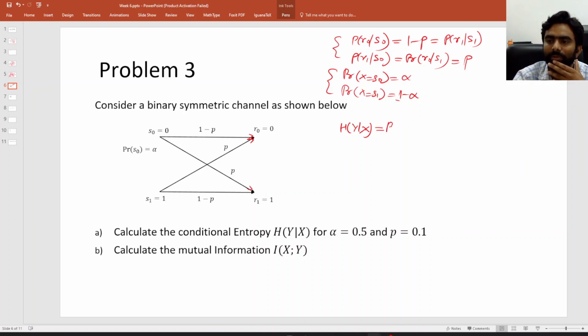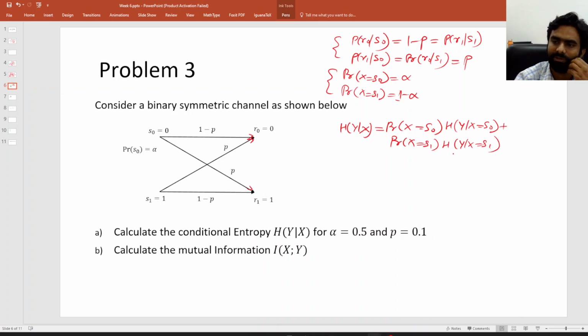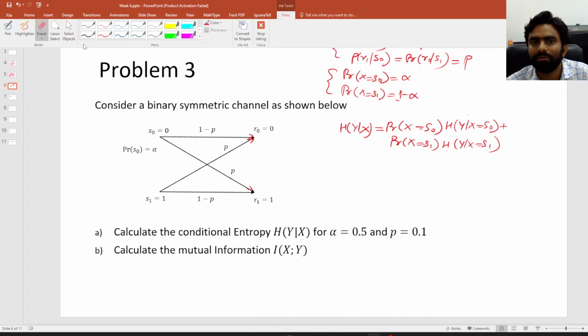That is nothing but probability of X equal to s naught times H of Y given X equal to s naught, plus probability that X equal to s1 times entropy of Y given X equal to s1. Okay. So you can directly find this one. So H of Y given X equal to s naught would be, so probabilities I will find, I will not directly write this one because it will be confusing.